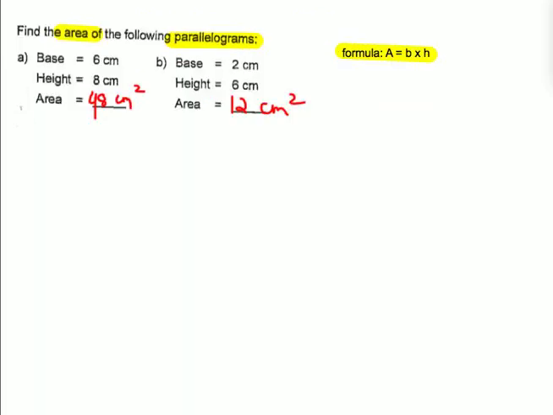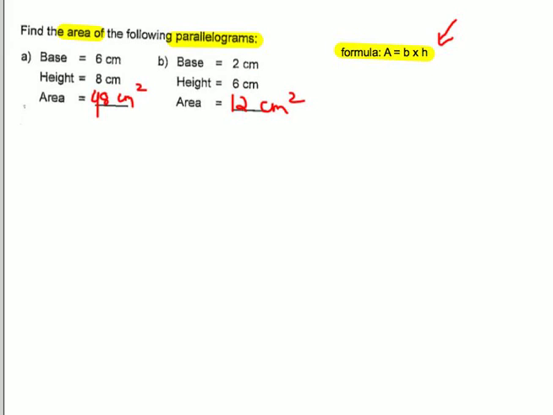Next question, find the area of the following parallelograms. Immediately, I write my formula to get points. Area equals base times height. So the first one, the answer is 48 centimeters, and the second one, the answer is 12 centimeters.